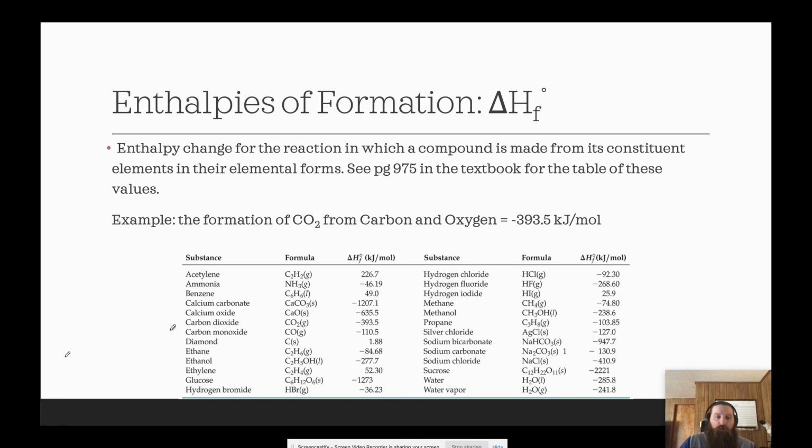The table's in the back of your book, right? Page 975 has enthalpies of formation, and it gives it to you in kilojoules per mole. So when we do calculations with that, we need to find that in kilojoules per mole. It gives you the formula with a phase, right? Gas, liquid, whatever. And remember, those are the phases that thing exists in.